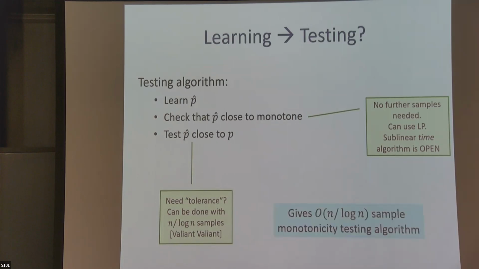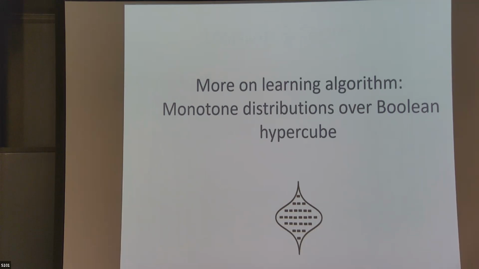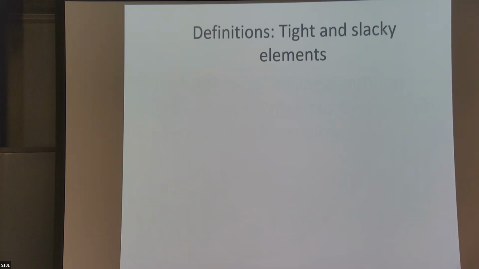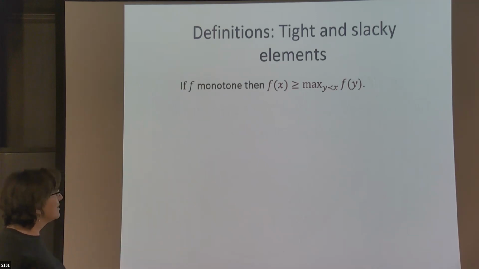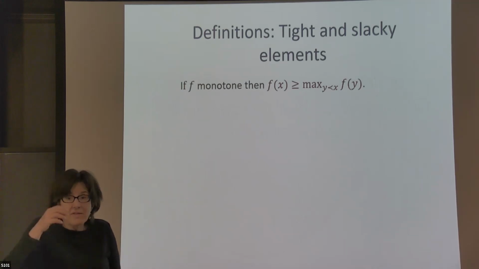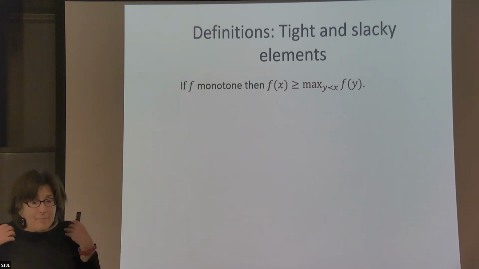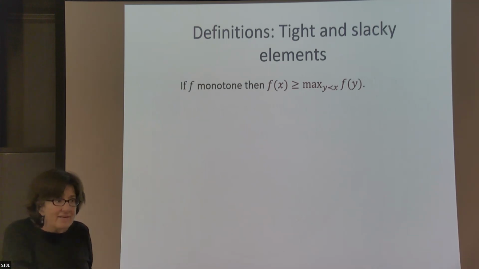Okay, so as far as samples though, it's n over log n samples for monotonicity. As long as we get this learner, it's less than n over log n, we're set. Okay, so how do we do the learner? I want to make a definition. In a monotone function, I want to define tight and slack elements. So what's a tight element? If f is monotone on the hypercube, that means my probability has to be bigger than all my children, right?